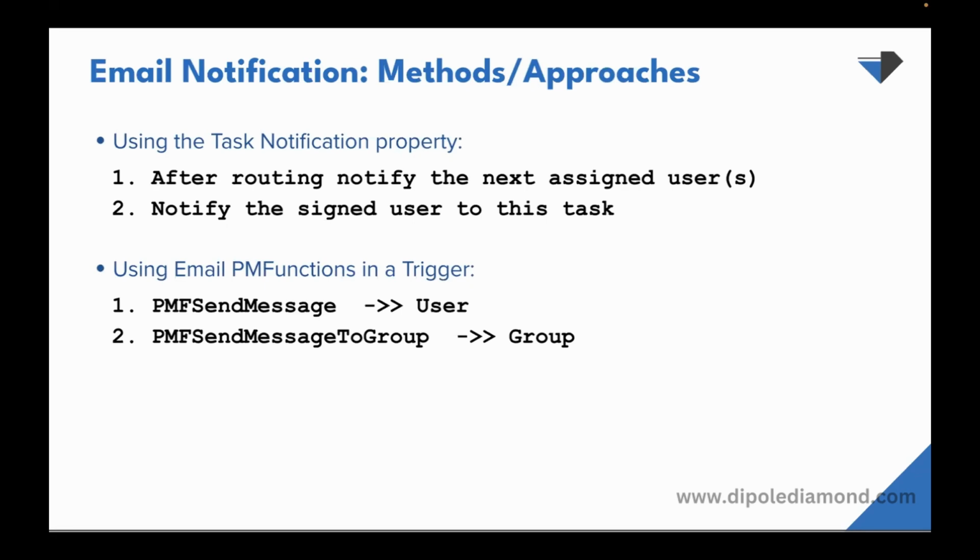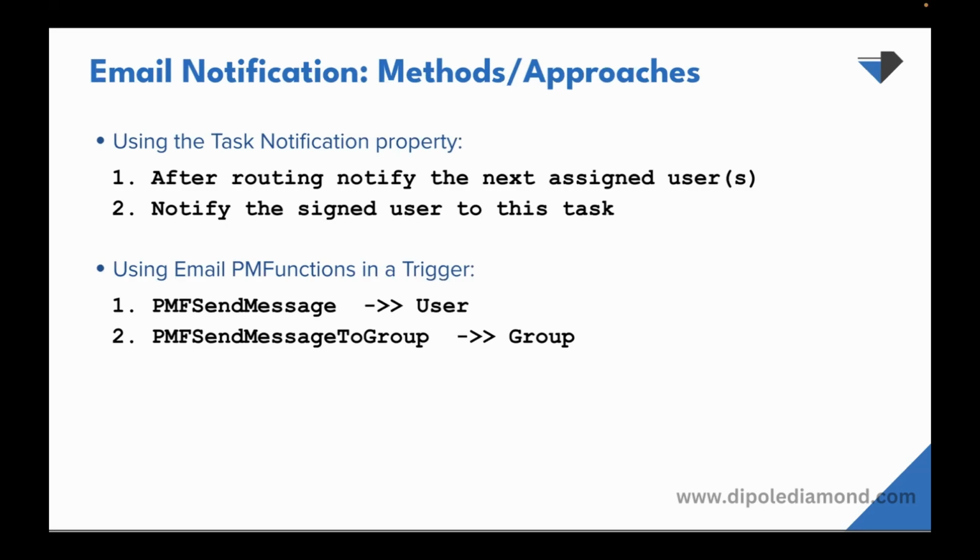So the first one is the PMF send message. We use this when we want to notify a specific user. And the second function is the PMF send message to group, which we make use of when we want to notify the users in a group.